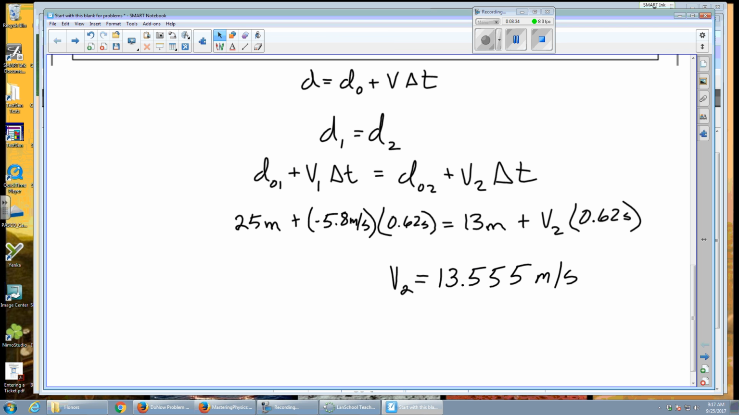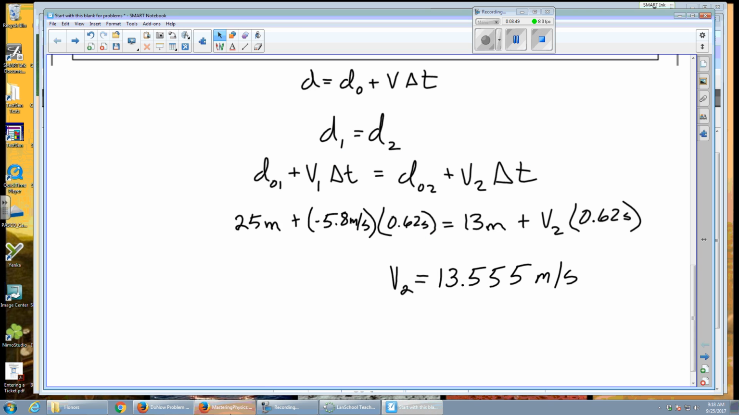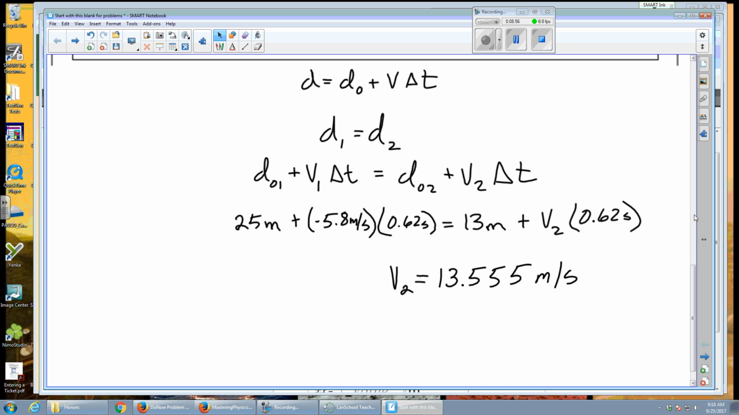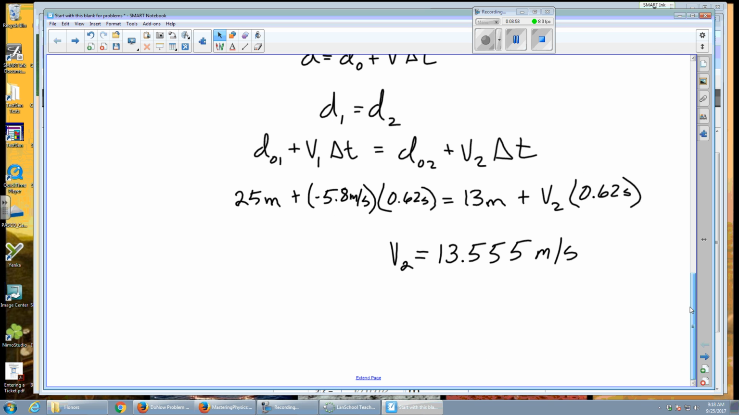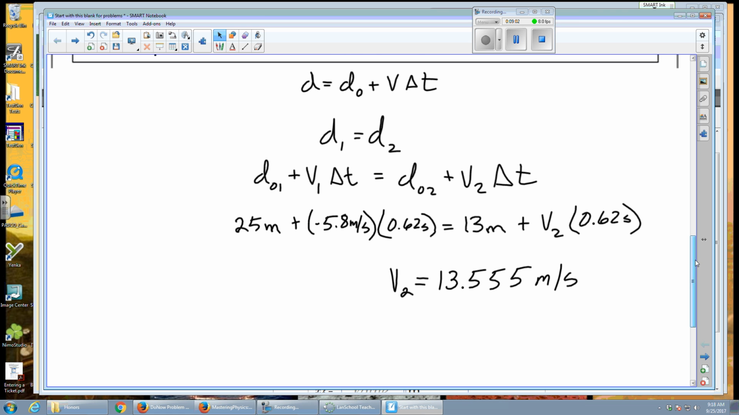So let's see, before I go on, I want to make sure that that works so I don't double my mistakes. And they ask for 3 sig figs. So it's going to be 13.6 for me because that 5 would round upwards. Yay! So now I can go on and answer that part B. So that was part A. Maybe I should label that as part A.